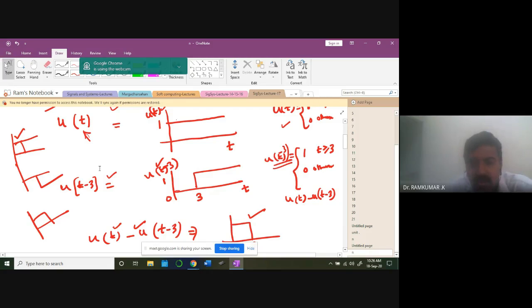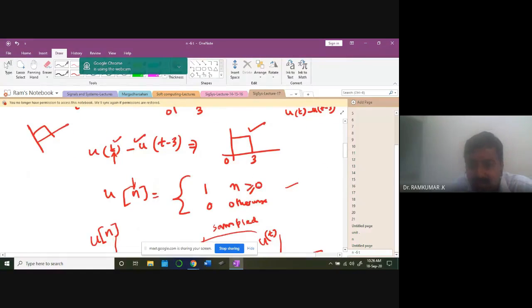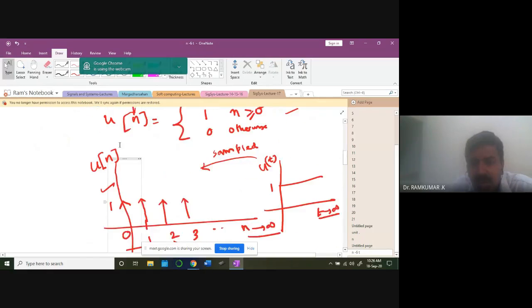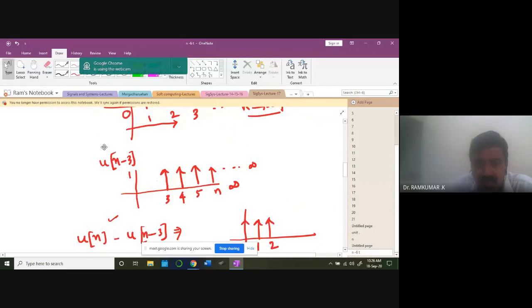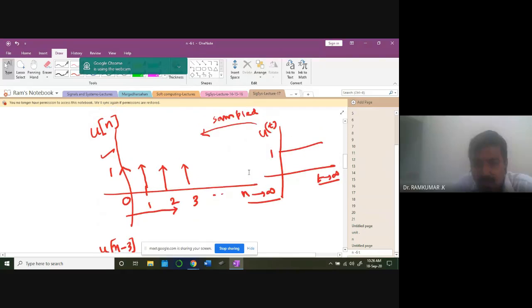Now, instead of the continuous time domain, we are going to move towards the discrete time domain. The discrete time domain signal is defined in the same manner: u of n is 1 for n greater than or equal to 0, and 0 otherwise. Now if I ask you what is u of n and u of n minus 3, clearly you can see that. This is u of n, with n equal to 0, 1 and so on. Is it clear?